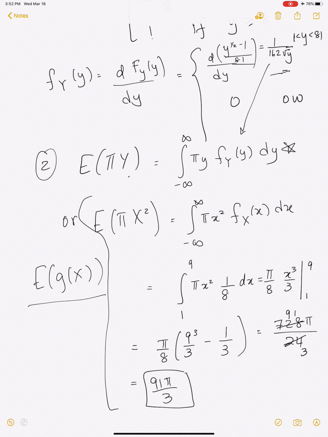Okay, well, that's the end of 5.3 and uniform random variables. The next section we're going to look at is normal random variables.